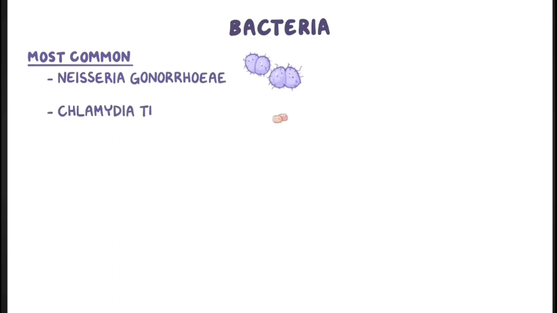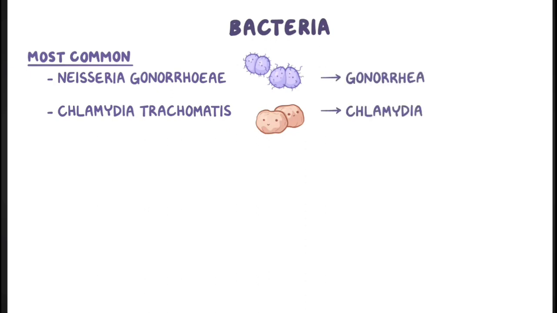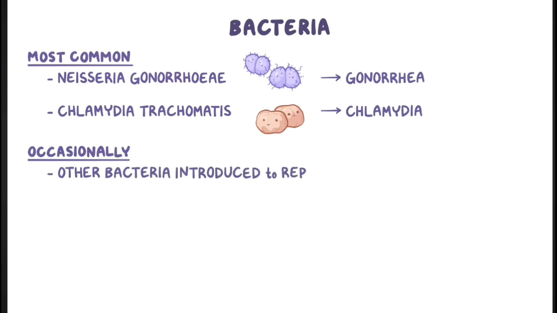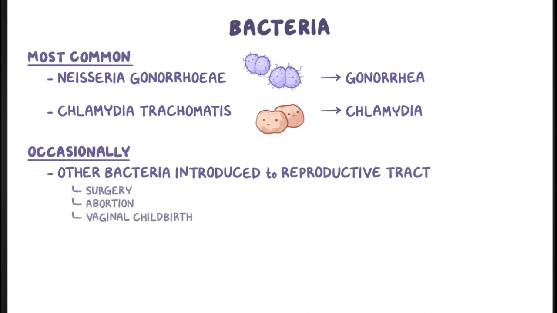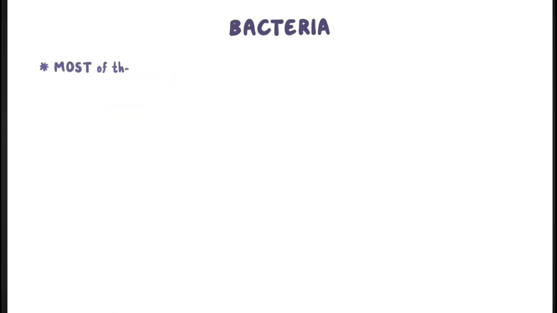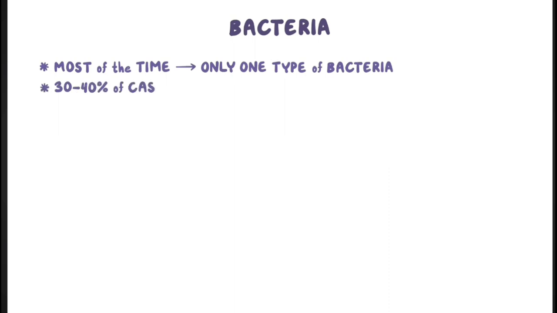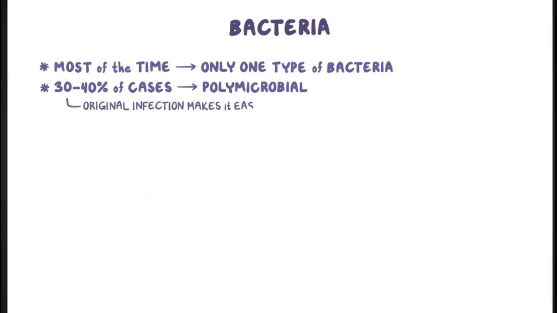There are many different bacteria that are associated with PID, but the most common are Neisseria gonorrhoeae and Chlamydia trachomatis, which are responsible for the sexually transmitted infections gonorrhea and chlamydia. Occasionally, PID can be caused by other forms of bacteria introduced into the reproductive tract by surgery, abortion, or even normal vaginal childbirth. Most of the time, the infection is caused by only one type of bacteria, but in 30 to 40% of cases, it becomes polymicrobial. Essentially, the original infection makes it easier for other bacteria to settle into the reproductive tract.